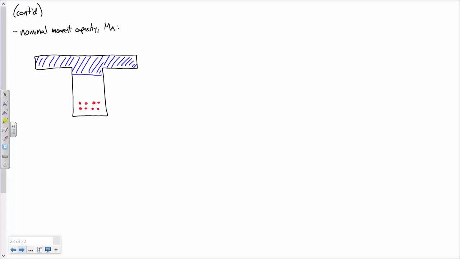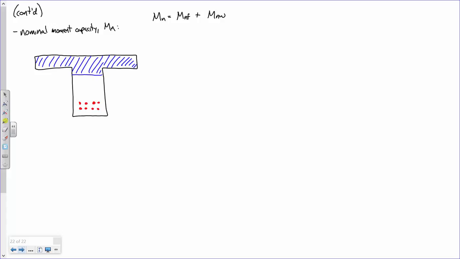Now, this will sound strange, but this is what I'm going to do. I'm going to ultimately take this nominal moment capacity, and I'm going to split it up into two different couples. I'm going to say a nominal moment capacity for the flange couple plus the nominal moment capacity for the web couple. I'm doing this for a very specific reason. I'm doing this because we can use this differentiation to develop a design philosophy for true T-beams that makes our lives a little easier. But everybody just sort of bear with me, okay?